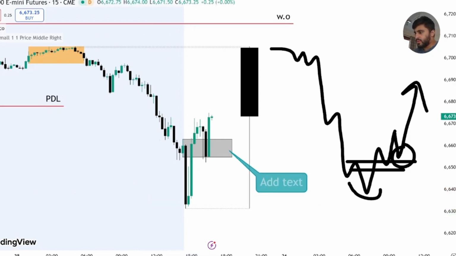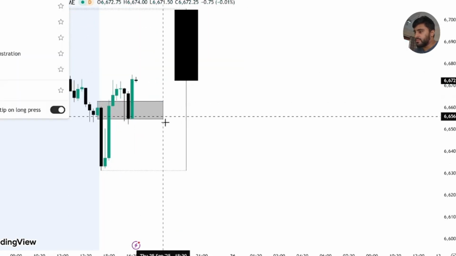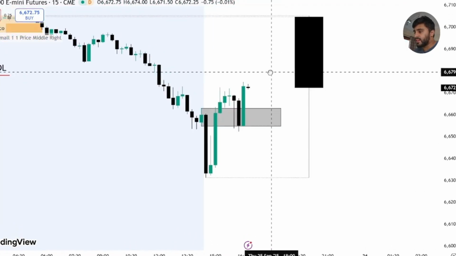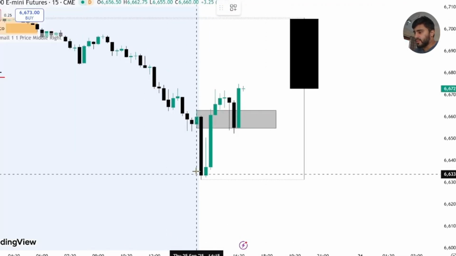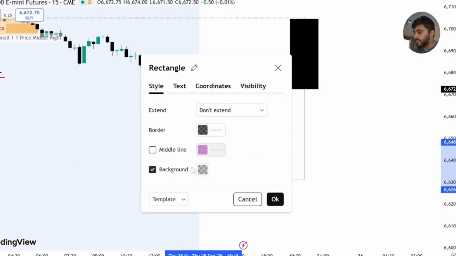So this is what we would call a manipulation in price. So if I just label this, a manipulation in price is typically just the ICT Judas swing. So we're looking for this. This is going to be our manipulation or Judas swing.